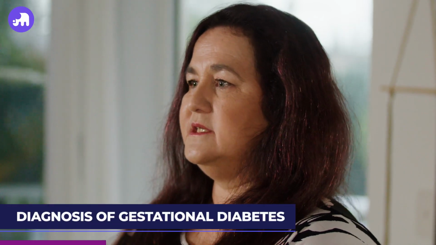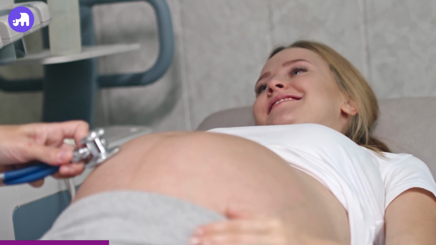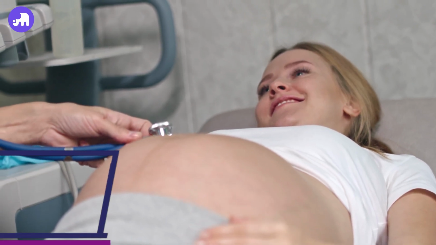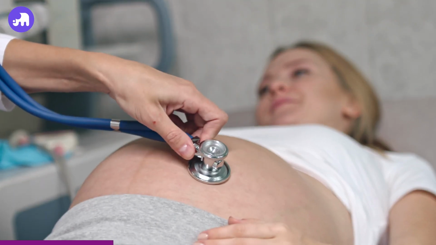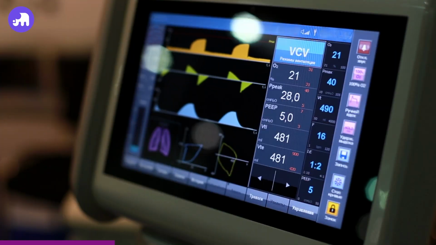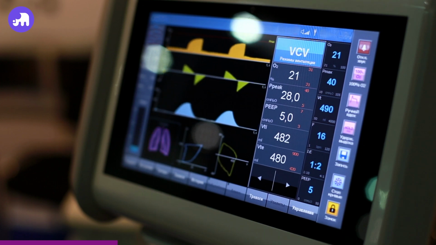Next, I'd like to talk about the diagnosis of gestational diabetes. During pregnancy, women are routinely screened via a glucose tolerance test at 24 to 28 weeks gestation. We do it at this time because this is when the placenta starts to produce large amounts of diabetogenic hormones. Those with higher risk factors for GDM may be screened earlier, and if the result is negative, we recommend screening to be repeated at 24 to 28 weeks gestation.